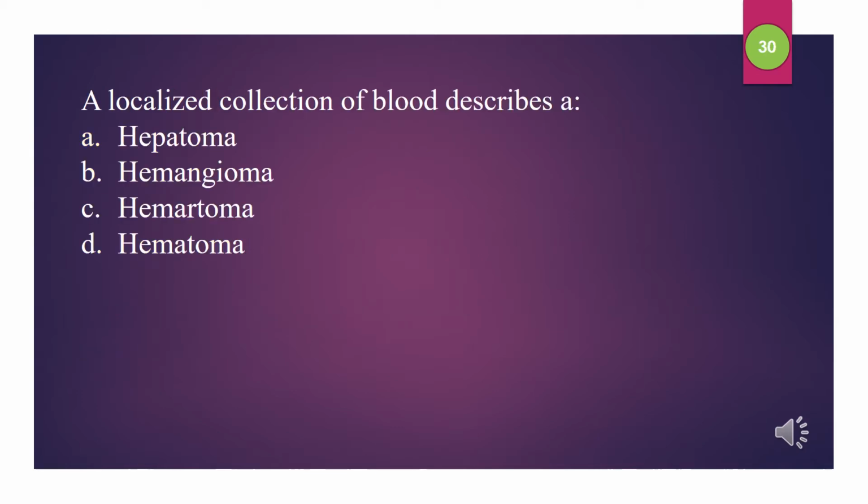A localized collection of blood describes: A. Hepatoma. B. Hemangioma. C. Hamartoma. D. Hematoma. The answer is D. Hematoma.